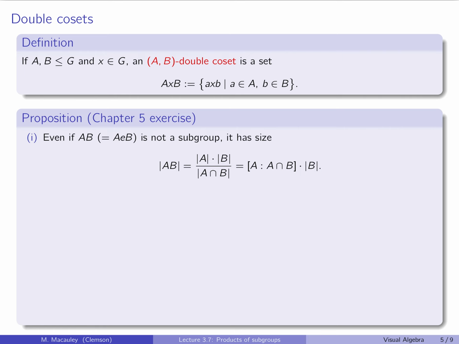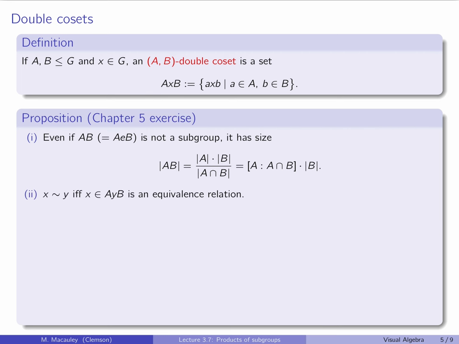And where this comes from or how this is proven is, well, the size of A divided by the size of A intersect B is just the index of A intersect B in A. But I don't memorize this. I just memorize this one right here.